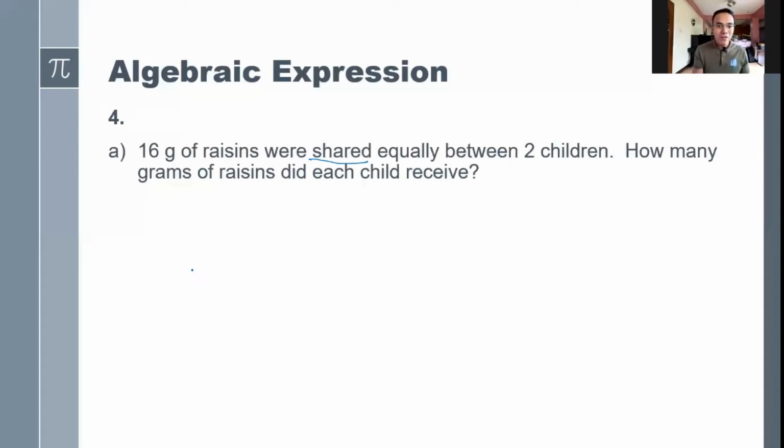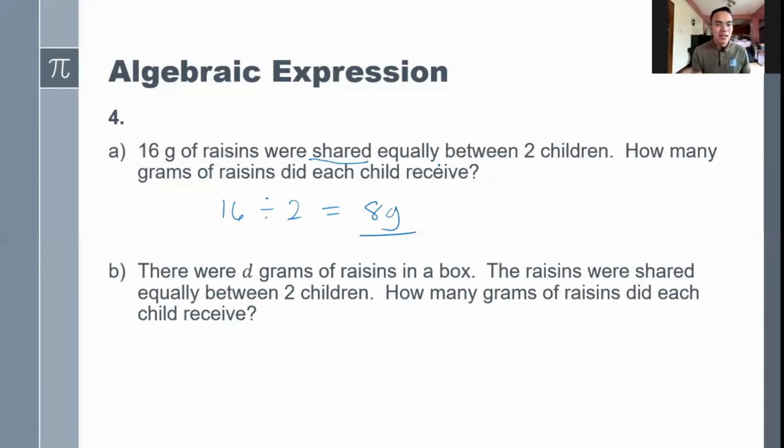Okay, so we have 16 grams, and 16 grams is divided into 2 because there are 2 children. So what our equation here is 16 divided by 2, and 16 divided by 2 is 8. How many grams of raisins did each child receive? Each child received 8 grams of raisins. So one child 8 grams, another child 8 grams. We have a total of 16 grams. Did you get that?